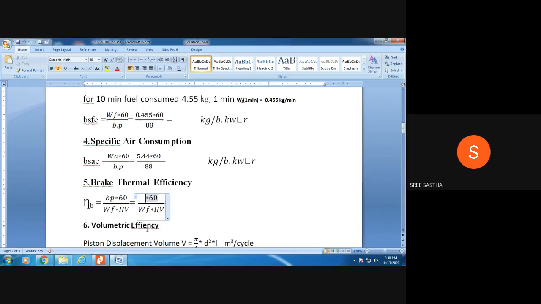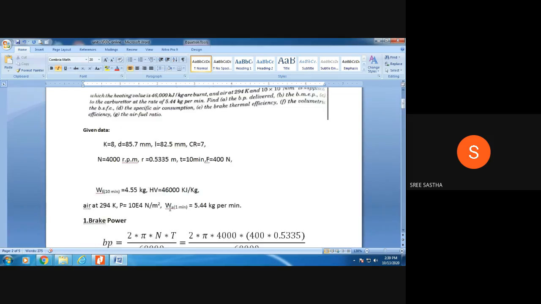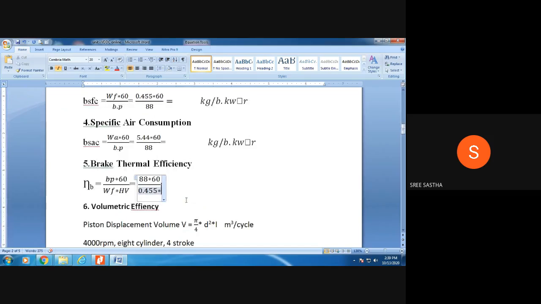Brake power 88, and you must have found what WF is, that is for 1 minute. And 455. The heating value is given in the problem as 46,000. So try to find out this answer. 5 parameters we have completed: brake thermal efficiency. Next, if you're having any doubt, you can unmute and ask.